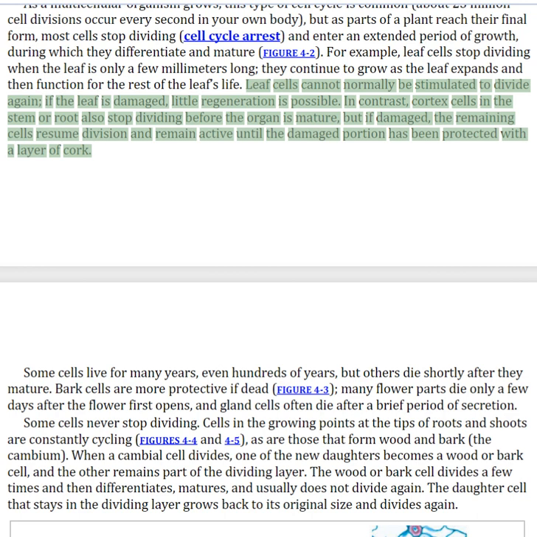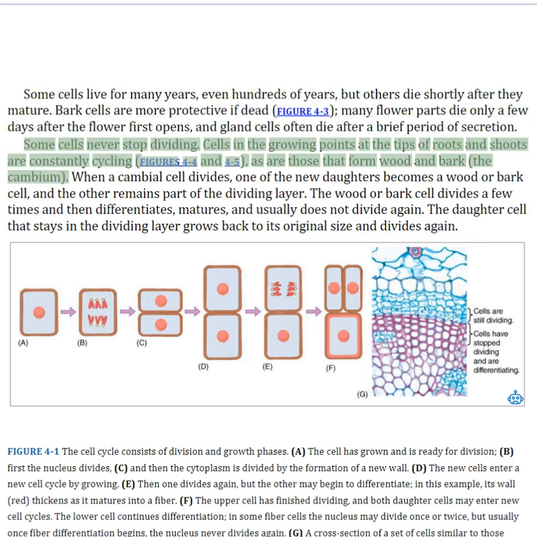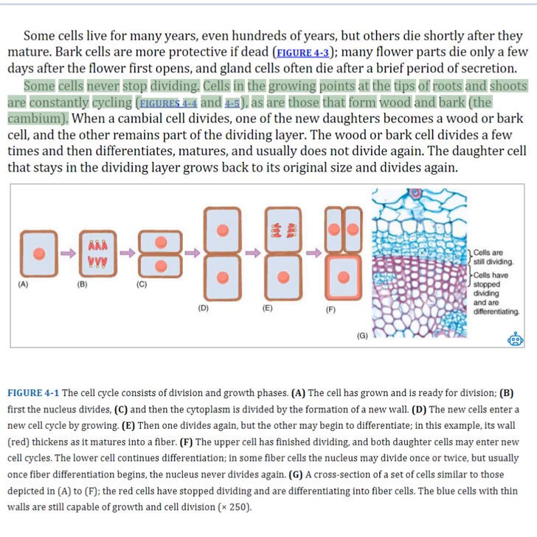In contrast, cortex cells in the stem or root also stop dividing before the organ is mature, but if damaged, the remaining cells resume division and remain active until the damaged portion has been protected with a layer of cork. Some cells live for many years, even hundreds of years, but others die shortly after they mature. Bark cells are more protective if dead. Many flower parts die only a few days after the flower first opens, and gland cells often die after a brief period of secretion.